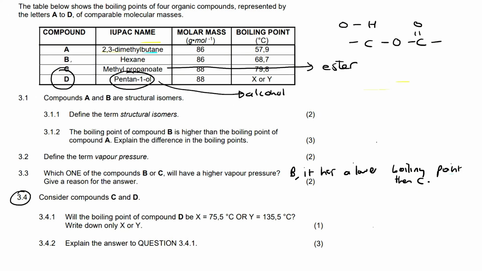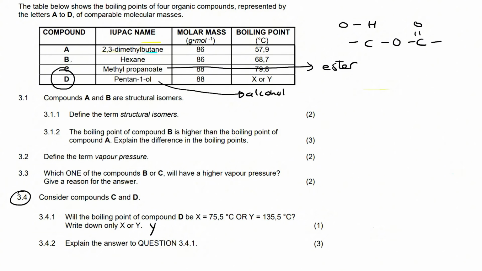So it's definitely not going to be X, it's going to be Y. And there's even another reason. This is a 4-carbon molecule. This is a 5-carbon molecule. So we could even argue that the length of the chain is longer, so the London forces are stronger because of larger surface area. But all we actually need to do is say the following.